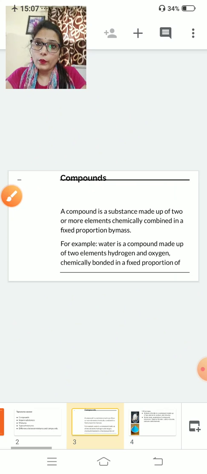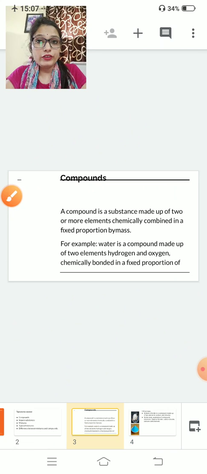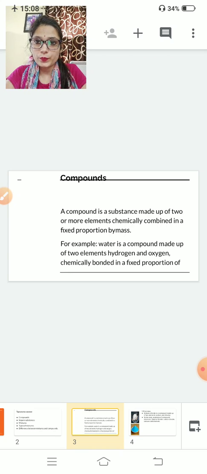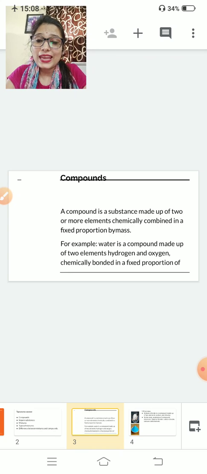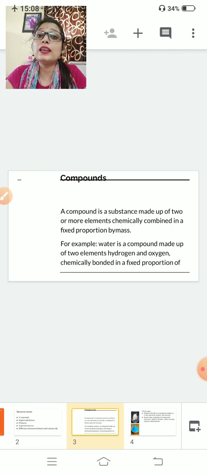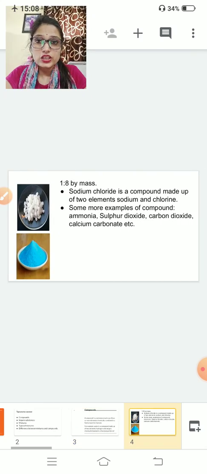So what is the definition of a compound? A compound is a substance made up of two or more elements which are chemically bonded in a fixed ratio. Examples: water, NaCl, ammonia NH3, calcium carbonate CaCO3, copper sulfate CuSO4. These all are compounds which are chemically bonded and their ratio is fixed. Shall we move ahead?